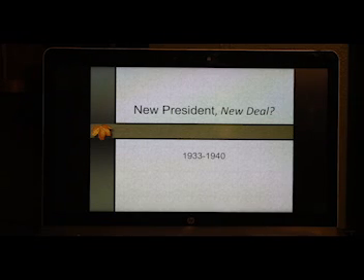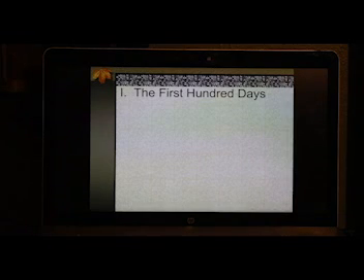Alright, so basically this is Franklin Delano Roosevelt and what he's going to do to address the economic problem of the Great Depression. Now the first thing we're going to look at, getting ready to change slides, is the first 100 days. Now, what's so special about the first 100 days?